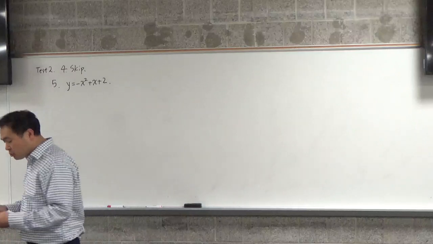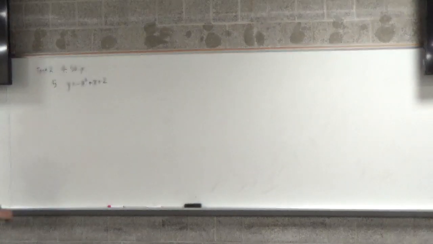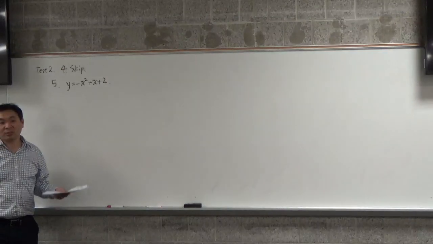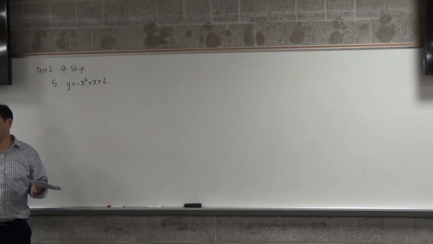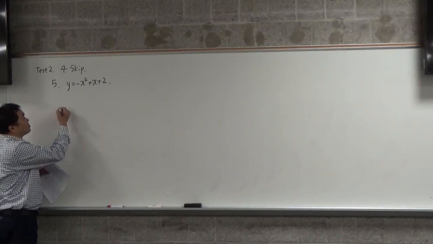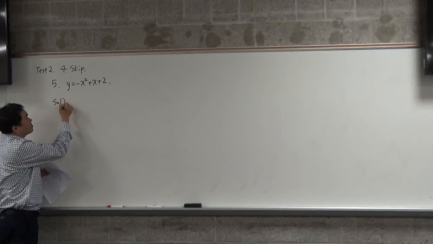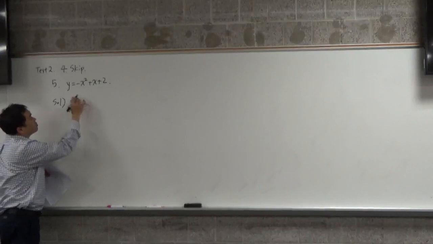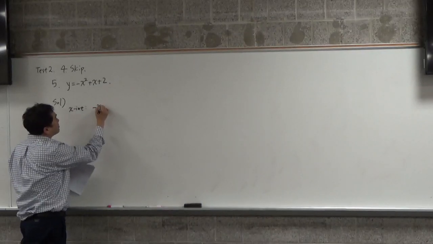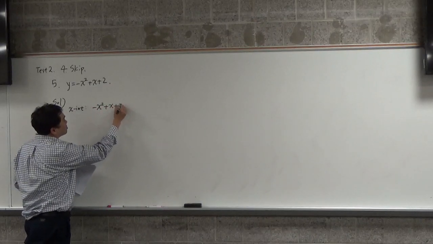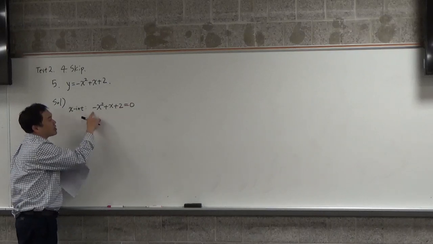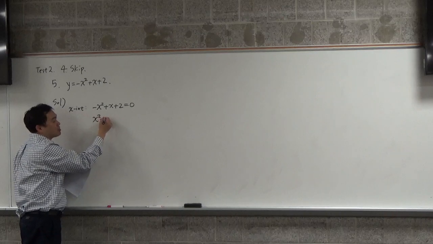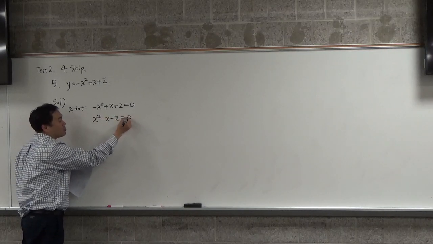Okay, number 5. Draw the graph of the equation of this function. And you have to include intercepts and vertex and all that. Right? Okay, so let's first find the intercept. How do you find the x-intercept? Set y equal to 0, so it's going to be negative x squared plus x plus 2 equals 0. And I don't like having a minus, so let's multiply by minus everywhere. That gives you x squared minus x minus 2 equals 0.